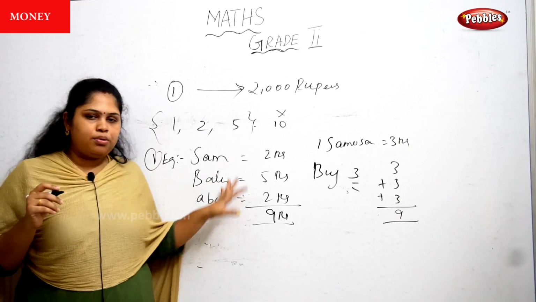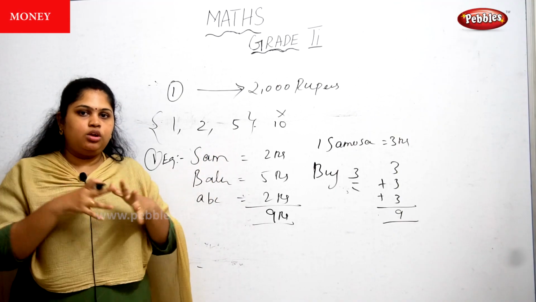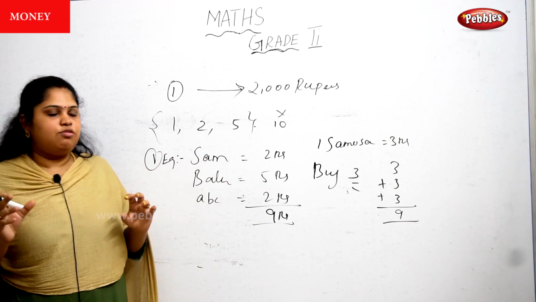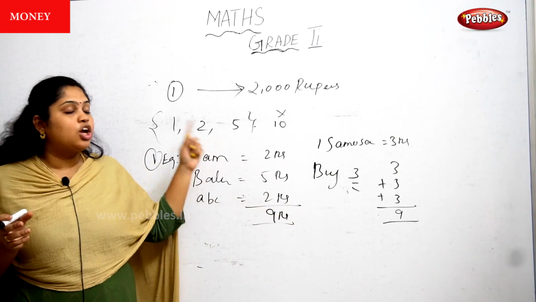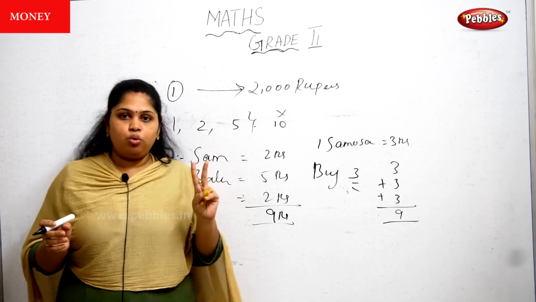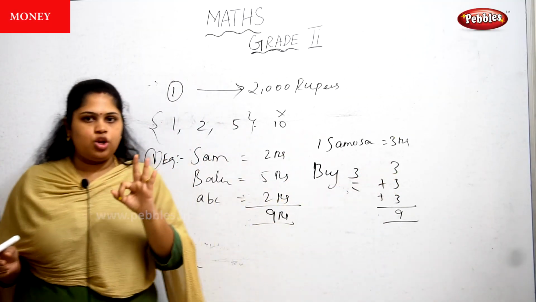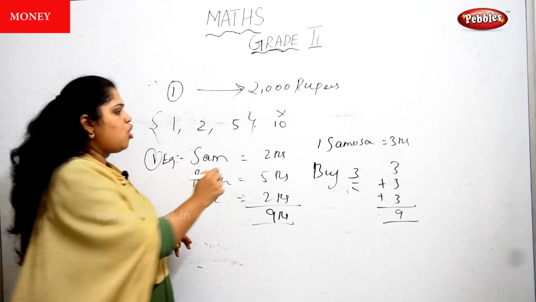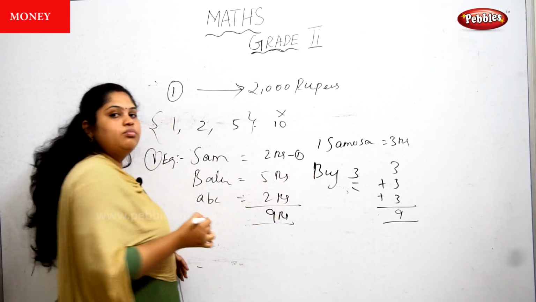But when you're putting together the money of the people, you have 9 rupees. When you take personally, for example, Sam alone taking his money and giving it for the samosa, he cannot get the samosa. What is the reason? Because he has 2 rupees, 1 rupee is less. See, the cost of 1 samosa is 3 rupees, but Sam has only 2 rupees. So how many rupees does he want? 1 rupee he wants. Okay.